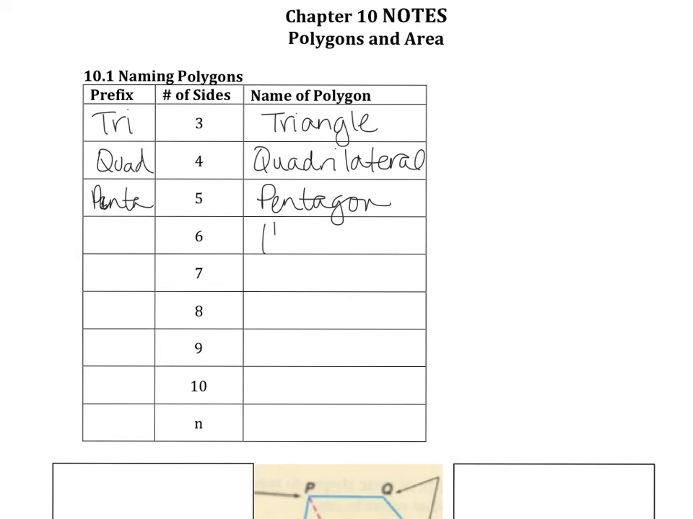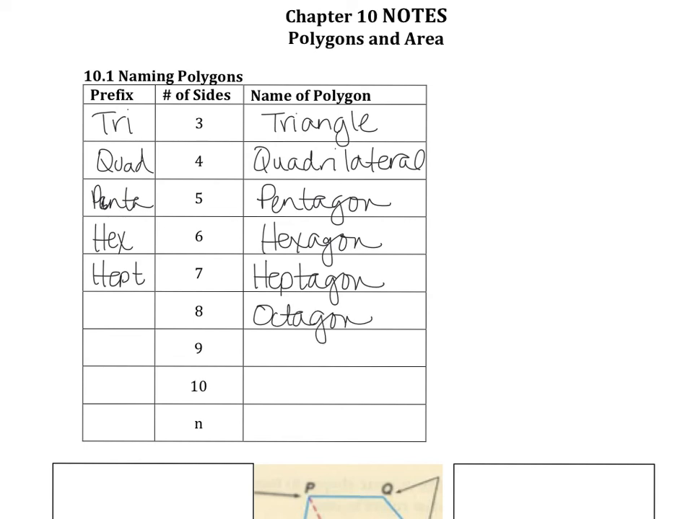Six-sided polygon is a hexagon, and the prefix there is hex. Seven-sided figure is called a heptagon. The prefix there is hept. Eight-sided figure is called an octagon. That's our prefix, oct.